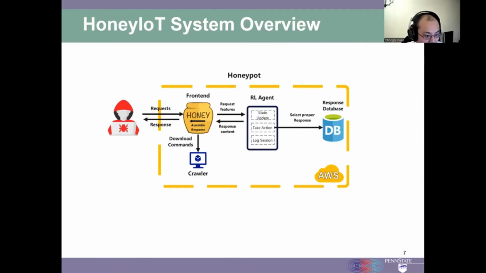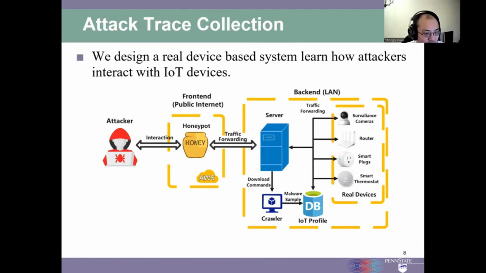Here is a system overview for HoneyIoT, which mainly consists of three parts: the front end, the reinforcement learning agent, and the response database. I will introduce them one by one. At the very beginning, we need to collect some attack traces to build up the database. So let's go to the attack trace collection part.